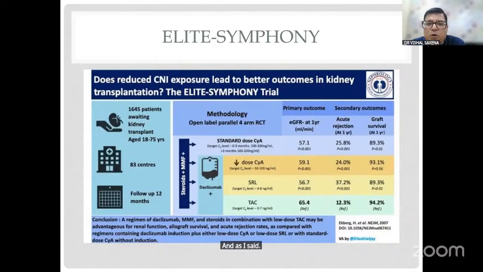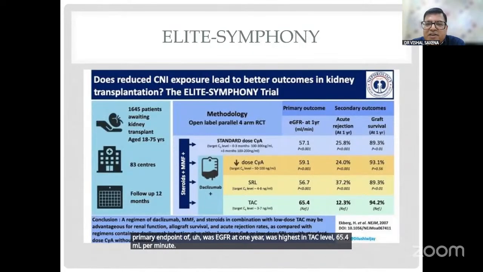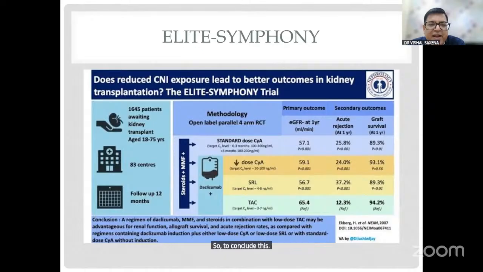As I said, in the low dose tacrolimus arm, the primary endpoint was eGFR at 1 year, which was highest in the TAC group at 65.4 ml per minute. Acute rejection was lowest in the TAC group at 12.3%, and graft survival at 1 year was 94.2%. To conclude, a regimen of daclizumab, MMF and steroid in combination with a low dose TAC may be advantageous for renal function, allograft survival, and acute rejection rates as compared with regimens containing daclizumab induction plus either low dose cyclosporin or low dose sirolimus, or standard dose cyclosporin without induction.